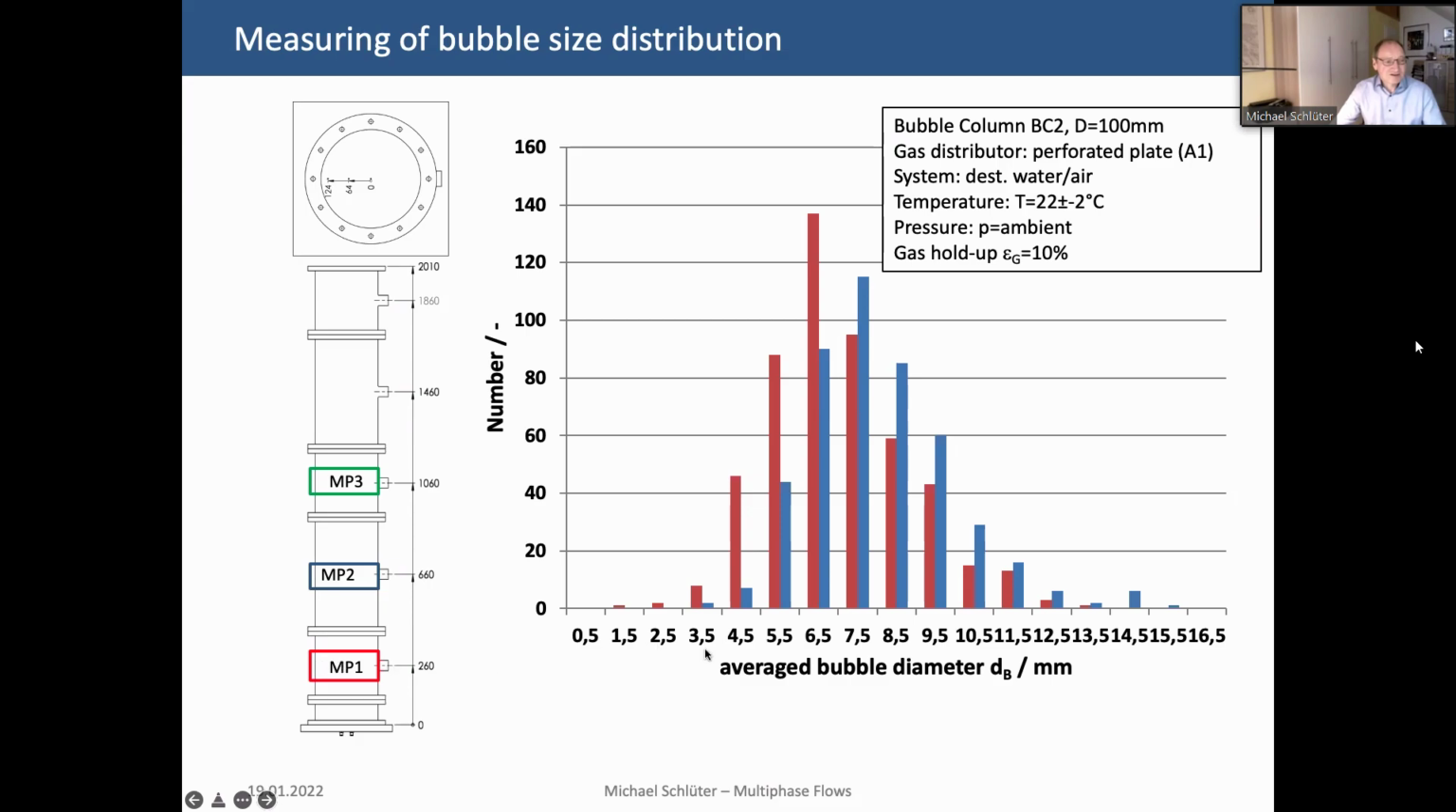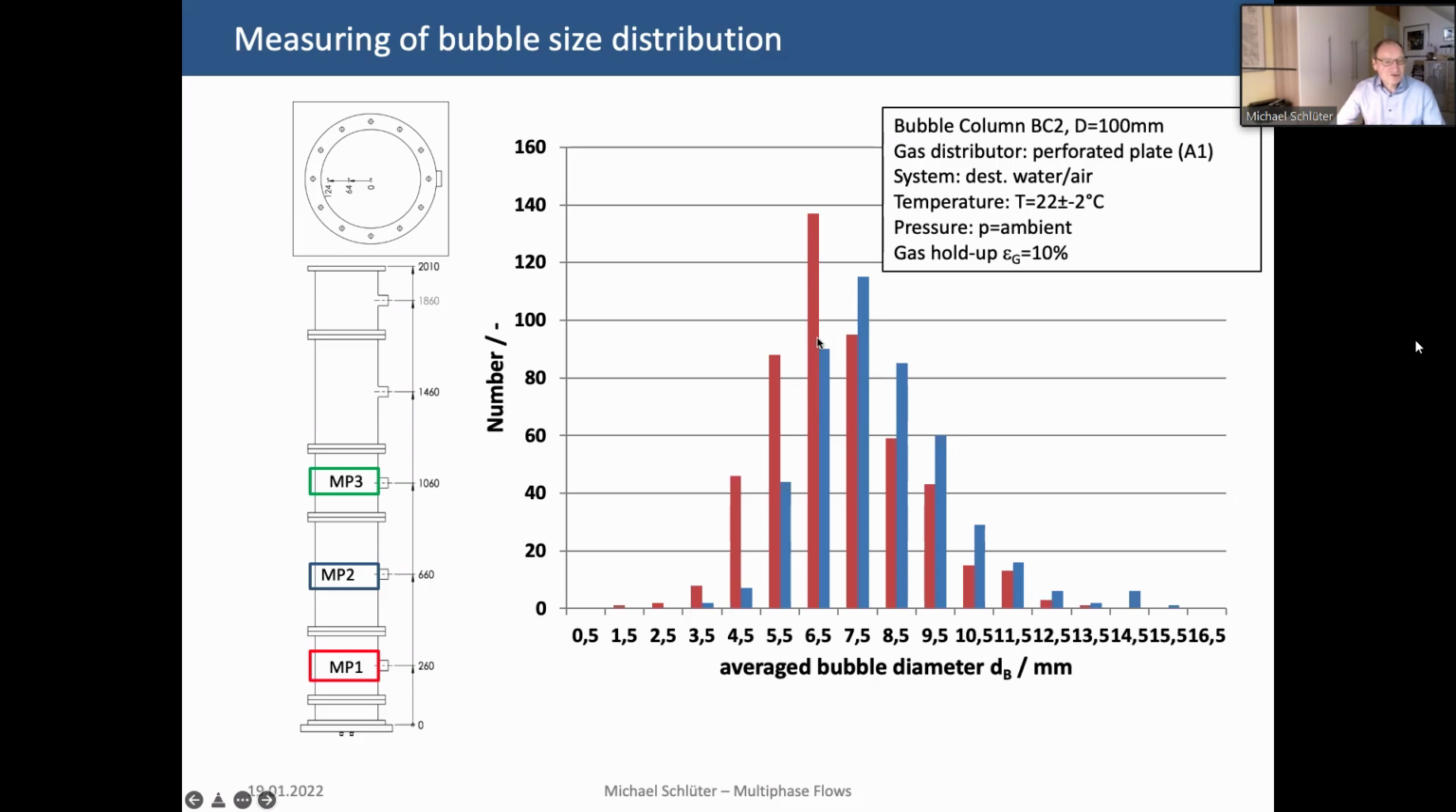And you see for this bubble column that at the lower end area, directly after the plate where the bubbles are formed, we have a more or less narrow bubble size distribution with an average bubble size that is a little bit smaller, here in the range of 6 millimeters. And if we go a little bit higher, 400 millimeters higher, and measure at this position, then we see that the bubble size distribution is broader and also shifted to larger bubbles.